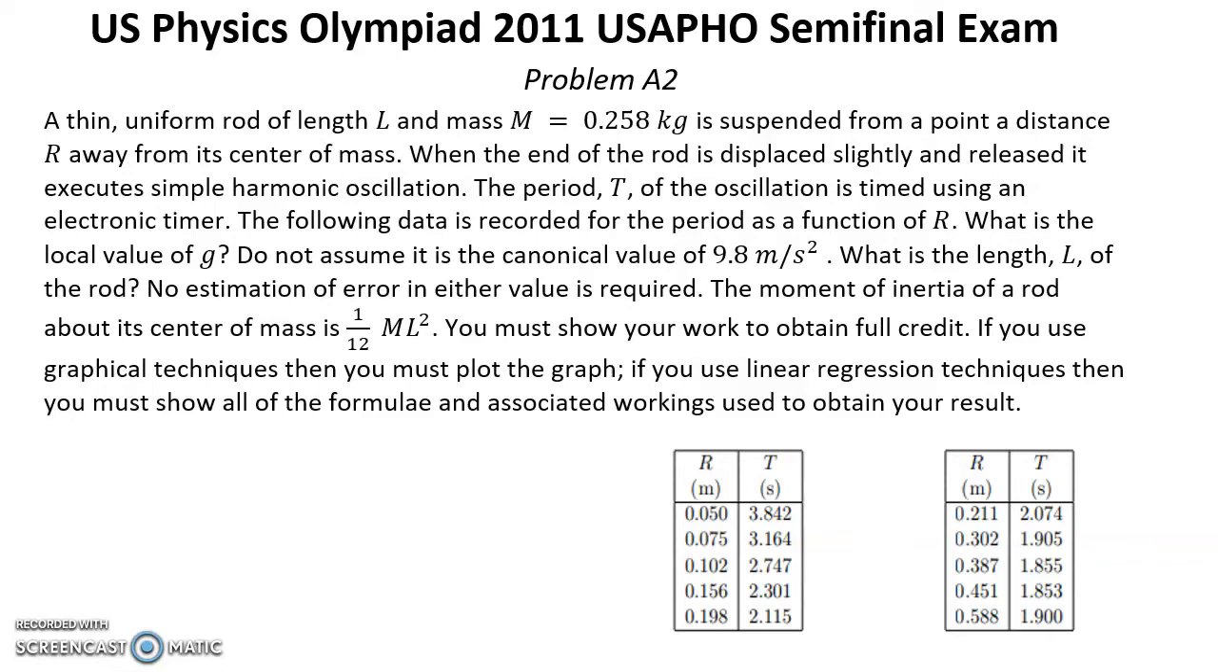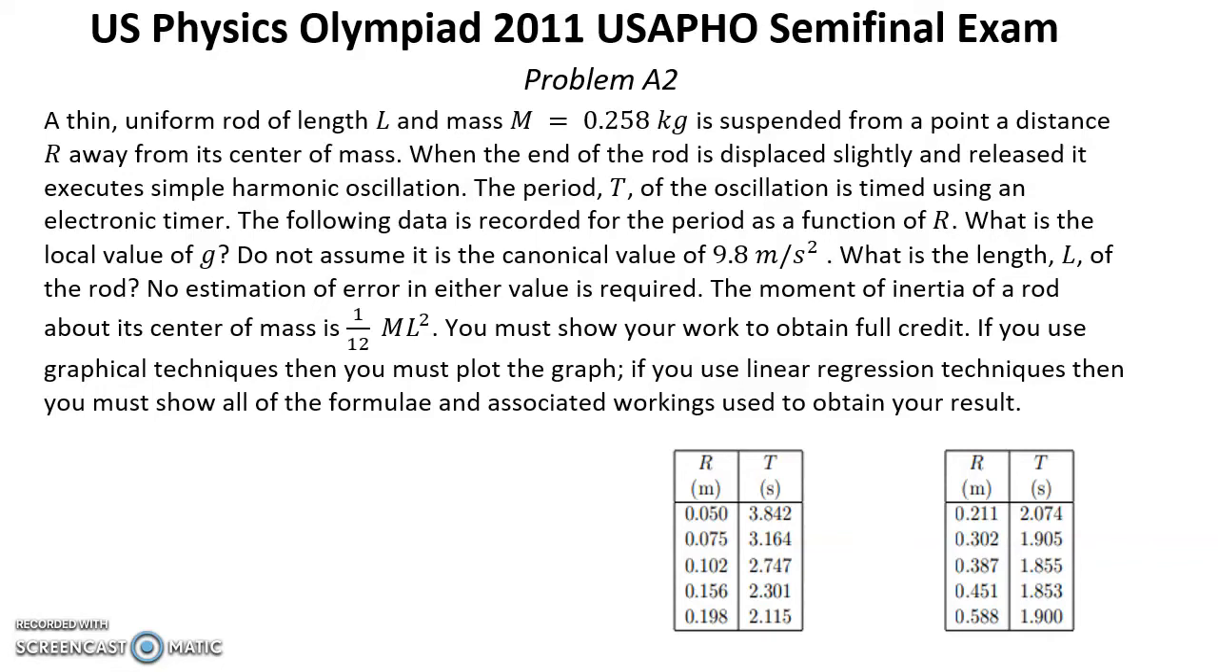A thin uniform rod of length L and mass M equal to 0.258 kilograms is suspended from a point a distance r away from its center of mass. When the end of the rod is displaced slightly and released, it executes a simple harmonic oscillation. The period T of the oscillation is timed using an electronic timer. The following data is recorded for the period as a function of r.